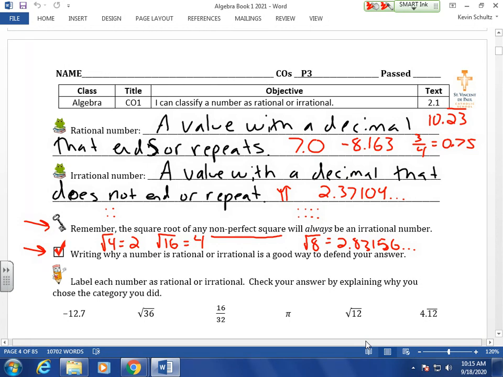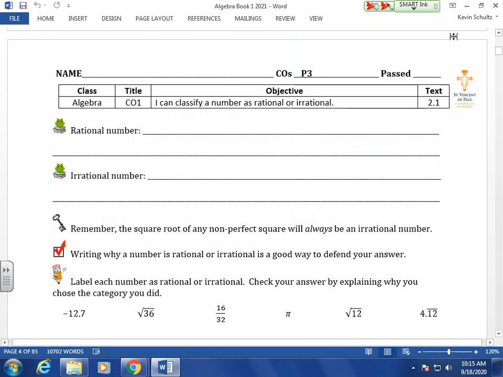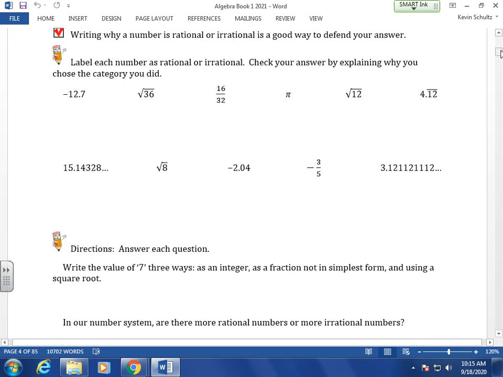So let's take a look at the first row here and pick one. Oh, I keep forgetting. I've got to put the pen down before I scroll, otherwise it doesn't recognize. There we go. Pick a number, pick a value from the first row you'd like to talk about together here.